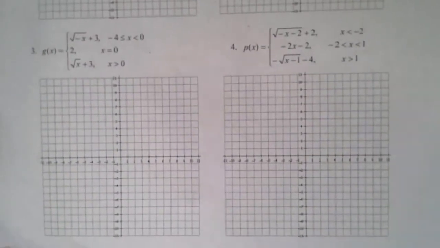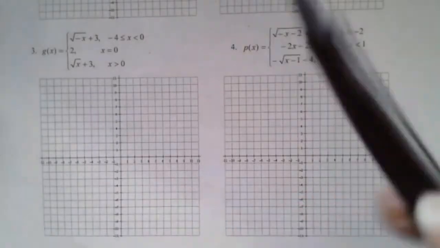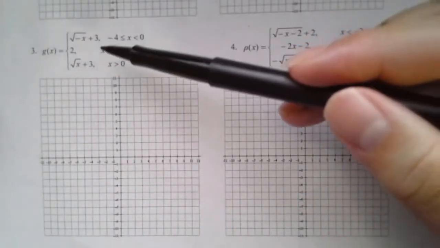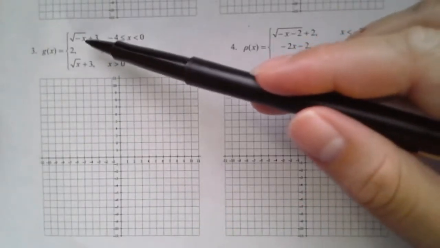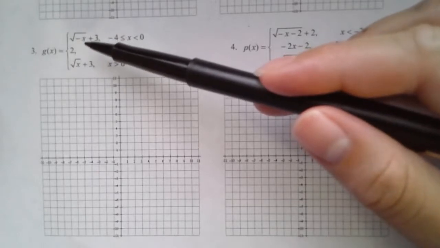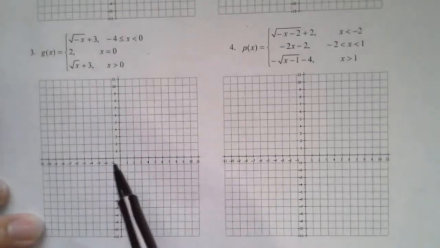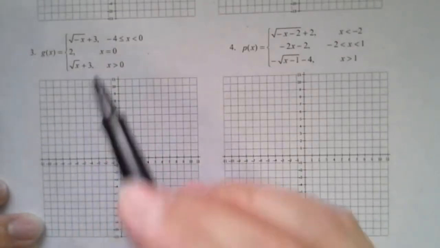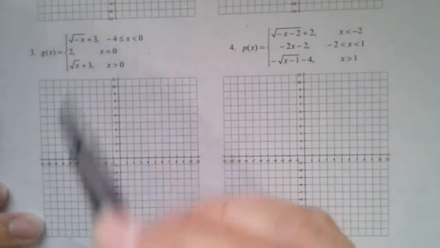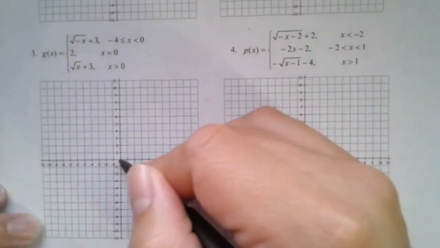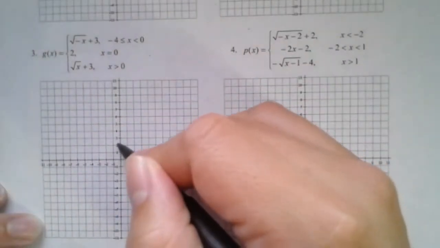All right, for the third one, I have some radicals now, and don't let these scare you because it's still the same thing. I have negative x. Negative x would be a reflection over the y-axis. I know this normally goes this way, but instead I'm going to have it go this way now. And then up 3, so it's a shift up 3. I know they usually start here, so instead I'm going to start here.